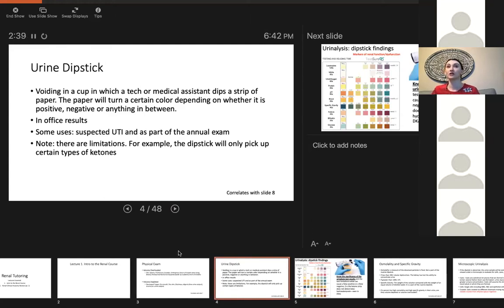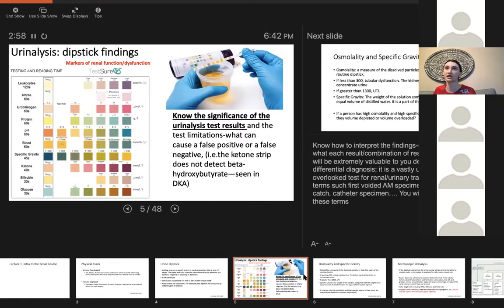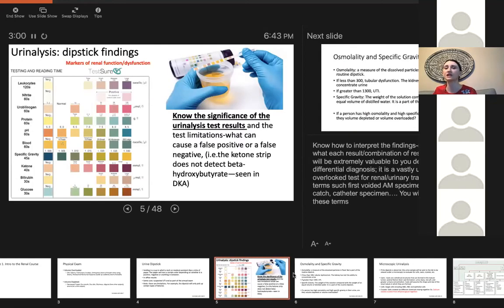So a urine dipstick is where somebody literally takes the stick and dips it in the urine, and you get a result. That can give you some indications if it's a UTI, or maybe if they have protein or blood in their urine. It looks like this. He says to know the significance of a dipstick, so really it's being able to tell you what it's indicating.